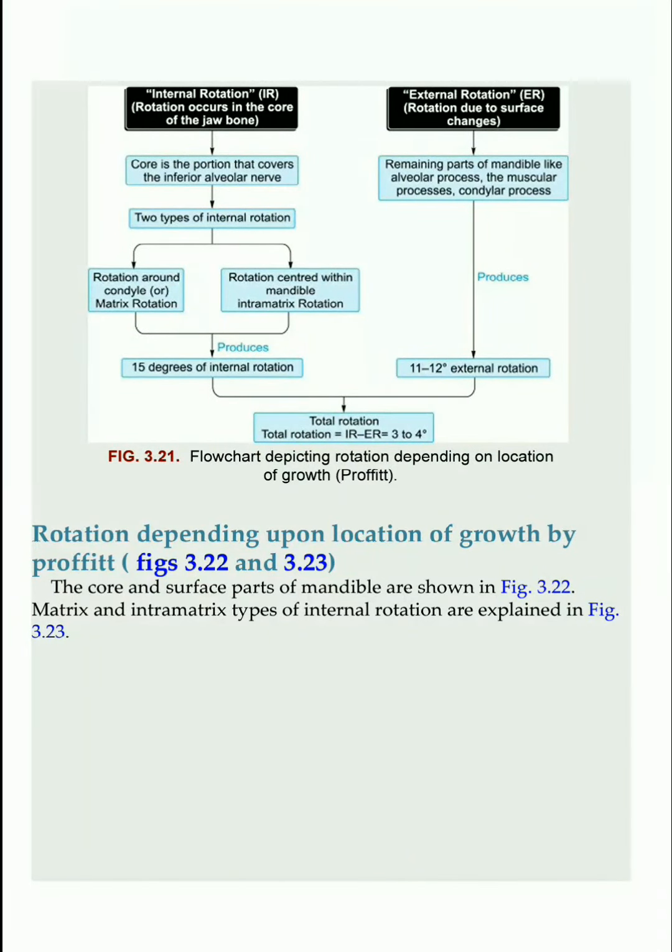One more correction is required, in relation to the direction of internal and external rotation. As we know, internal rotation is the rotation that is occurring within the core of the mandible. Here two types of internal rotation are there: one is around the condyle and another is around the molars. We see 15 degrees of forward growth of internal rotation, and then we see 11 to 12 degrees of backward rotation through the external rotation. So ultimately the remaining rotation that we get is 3 to 4 degrees only.